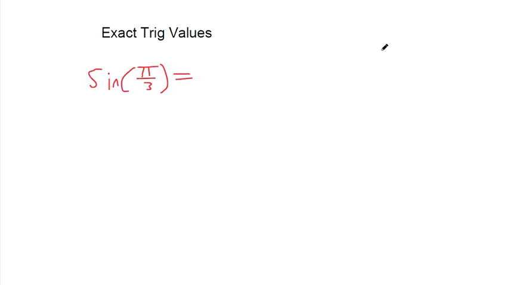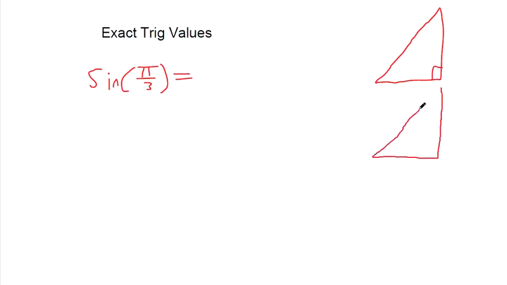But what we want to do is consider two different types of triangles when we're trying to find exact trig values. Okay, these are the ones that we usually have students memorize. These triangles in this approach won't help you find exact trig values outside of these situations.